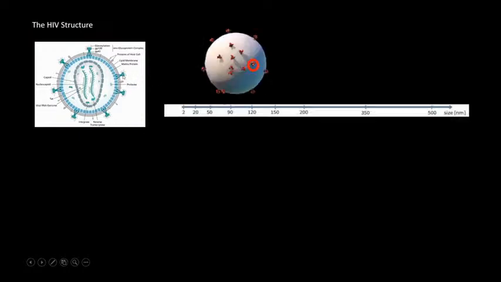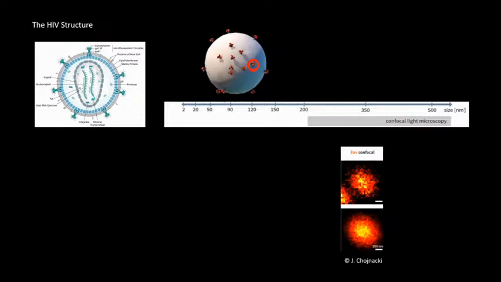As an example, if you want to make images of this envelope protein at the surface of the virus, the HIV virus is approximately 120 nanometers in diameter. If you want to make an image of these envelope proteins using confocal light microscopy, this is the kind of picture you will get in the end.